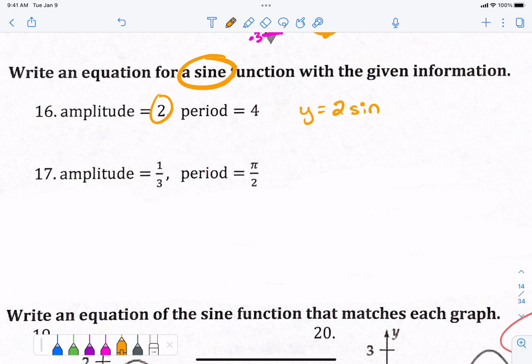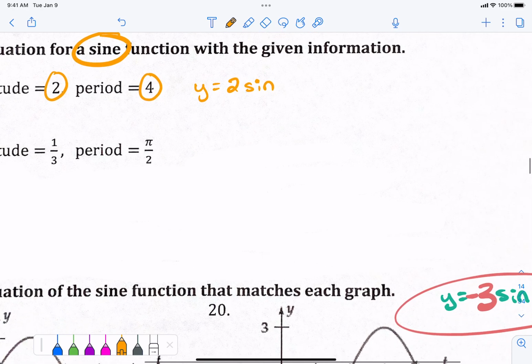Okay? All right, now here's the tricky part. They want the period to be 4. Now, normally the period has a pi in it, which is going to be kind of weird. But 4 isn't the number that goes in here, right? It's like, what is this number right here for B? We have to figure out what this number is, okay?